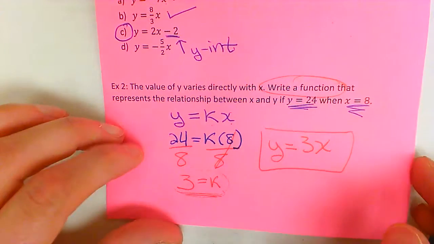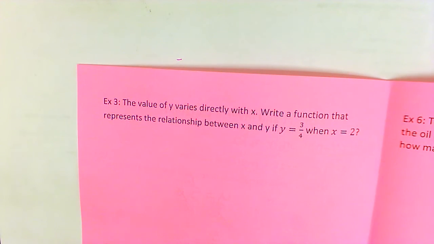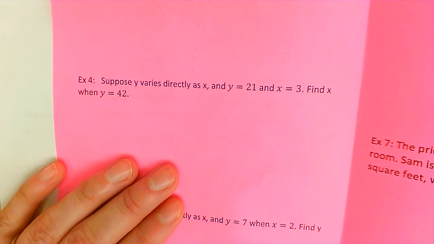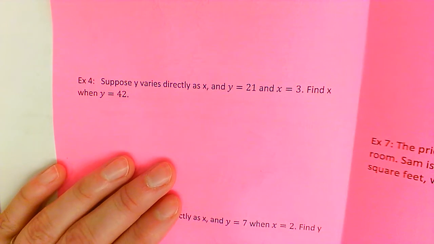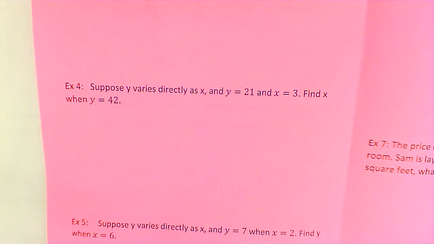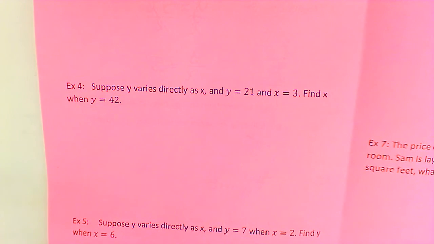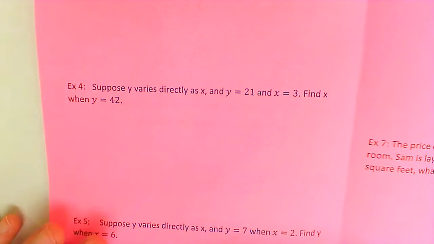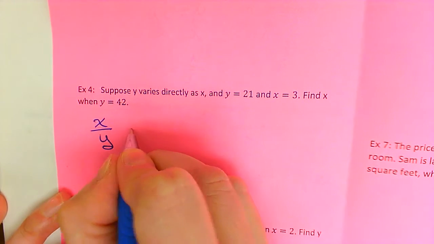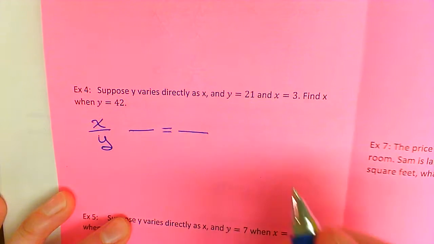Okay. Now I'm going to skip over example number 3 because that problem is worked the same way as number 2, and I'm going to move on to example 4. Suppose y varies directly as x and y equals 21 and x equals 3. Find x when y is equal to 42. Now this one's different because they're not actually asking me to write an equation or a function. They're just asking me to find one of my x or y values when they gave me 3 of the other values. This is when you can start using a proportion problem. So I'm going to put x over y, but it actually doesn't matter if you do it the other way around as long as you are lining things up correctly.